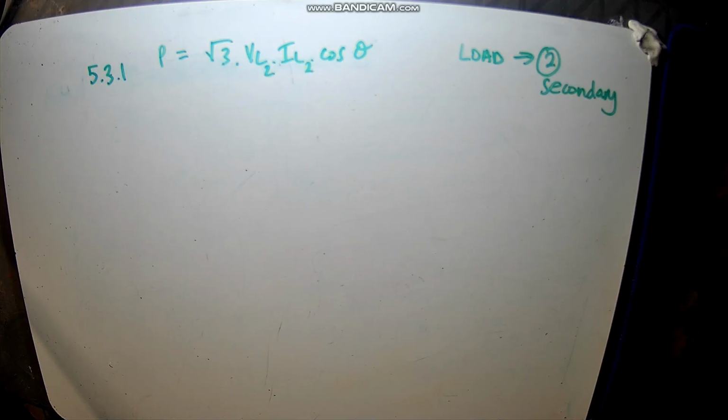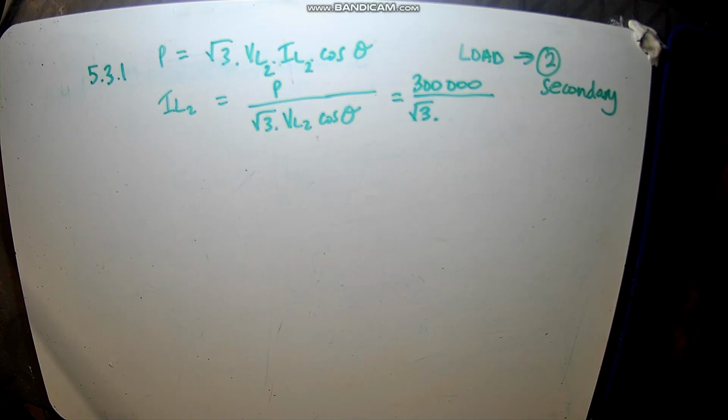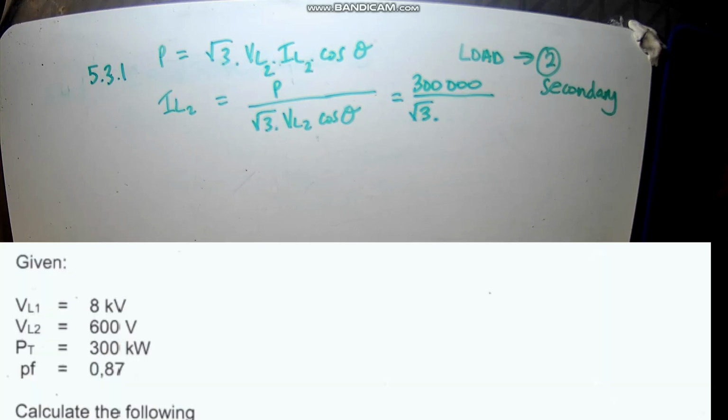Making P the subject of the formula, divide both sides by root 3 VL cos theta, only leaving IL2 remaining. And now we can substitute all the values. Do notice that the power given was 300,000 watts. Now, how do we know that that is true power? Because the unit is kilowatts. So substituting that into the formula, don't forget our VL2 is 600, and the power factor is 0.87. Plugging all that into our calculator, I get an answer of 331.81 amps.